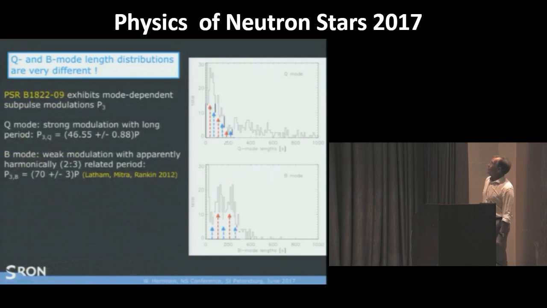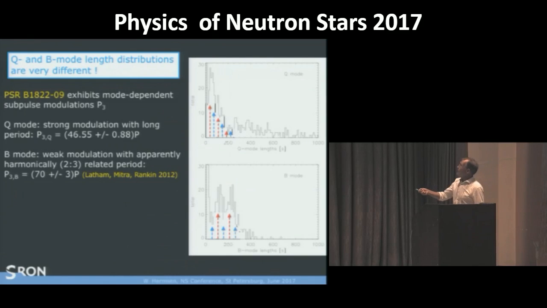And this is a whole discussion, but I will keep it short. Let's say PSR B1822 also has radio properties where you see a rotating carousel. You could make that interpretation just like 0943. In a bright mode, you have a very regular rotating carousel at the surface. And you have there the subpulse modulation P3. This has also been detected in a Q mode, a strong modulation, in this case long period, much longer than 0943. And that modulation is 46.55 times the period of the pulsar.